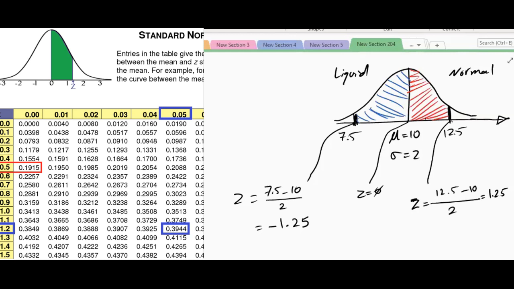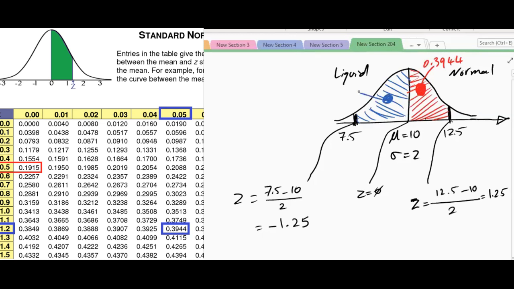Read the area for me. Notice that for areas, we use big bullets that point to a big area. So that area is 0.3944. Very good.